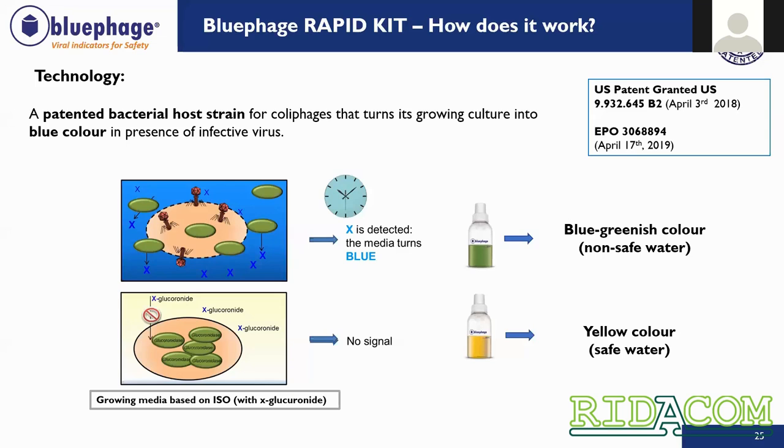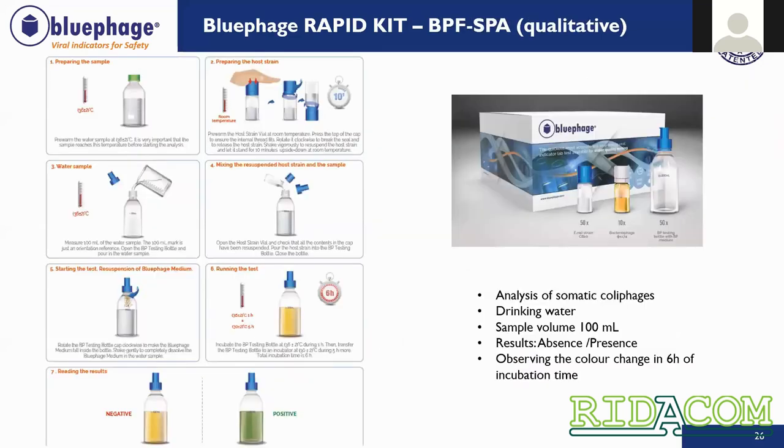Within this family, we have two products, the qualitative absence and presence kit and the quantitative one. The absence and presence kit is mainly designed for clean waters. As you can see in the picture, it only uses three components. We have one bottle where inside the cap we have the media, the specific media for this analysis, one vial for the positive control, and one vial for the E. coli.